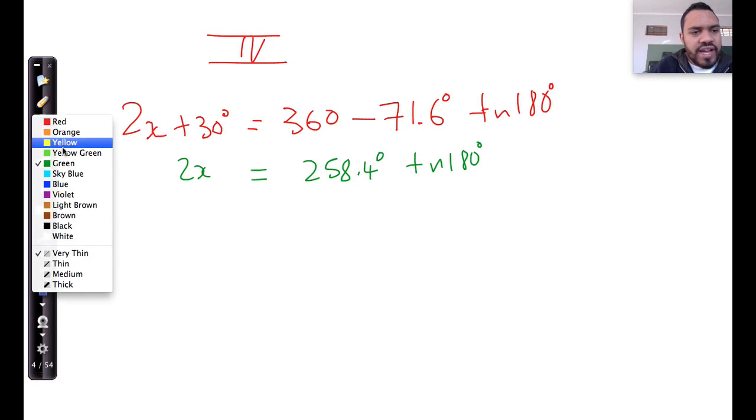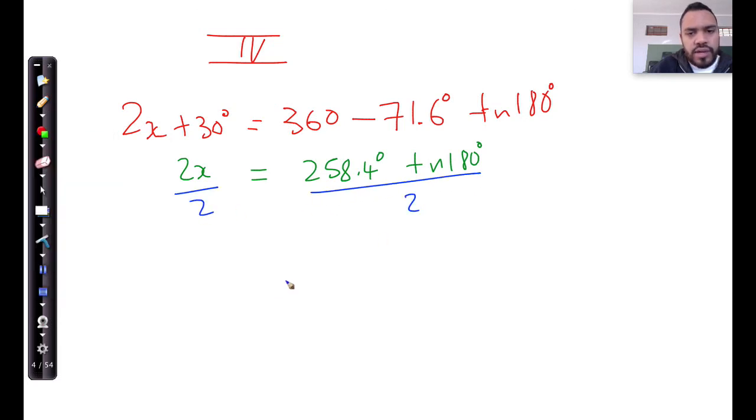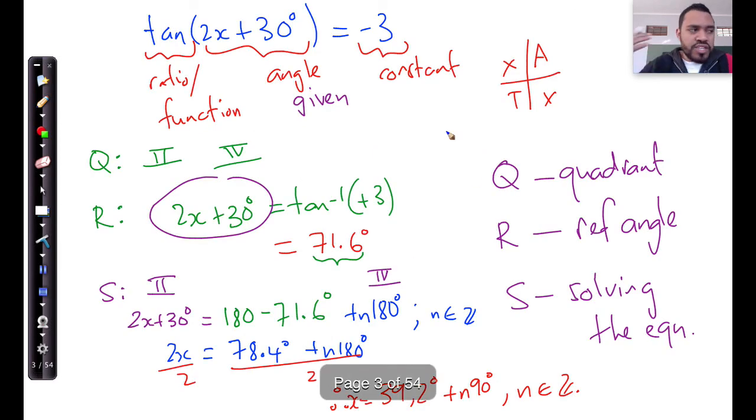So now I can divide everything by 2. As you can clearly see, I'm going to have n times 90 degrees. And 258.4 divided by 2 is going to give you 129.2 degrees, plus n times 90. And that's the value of x. And so we have now found the general solution. So don't worry, we're going to do at least another 9 or 10 examples of this. That will make things easier.